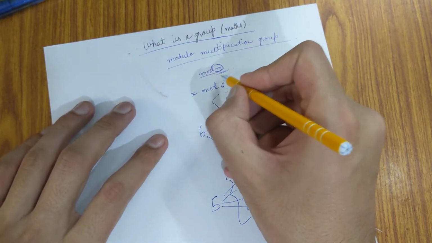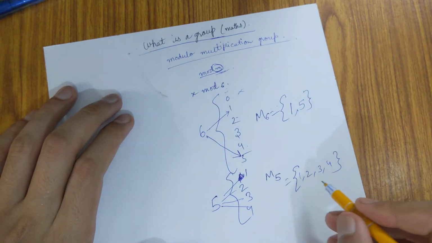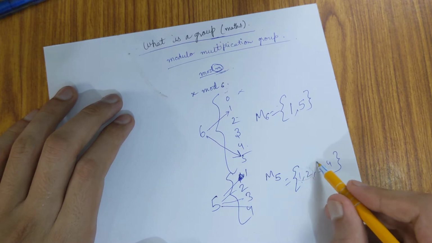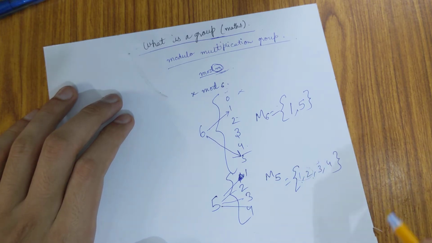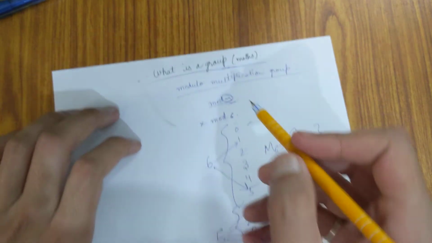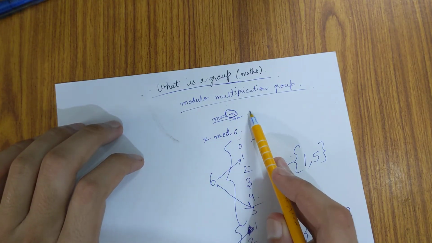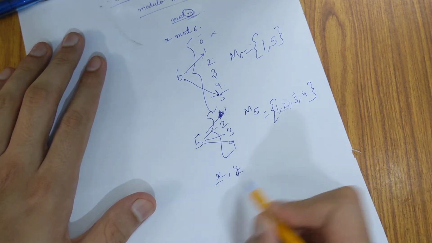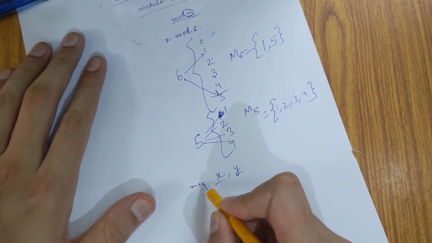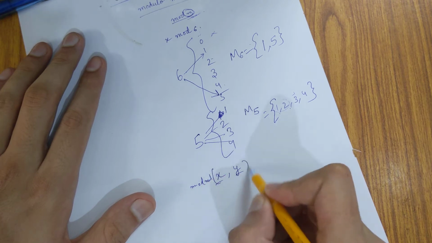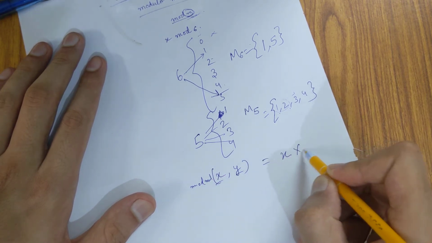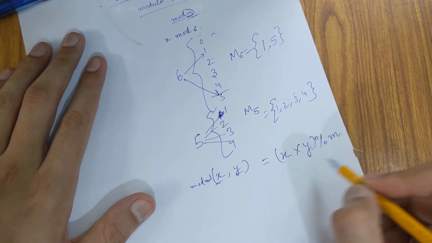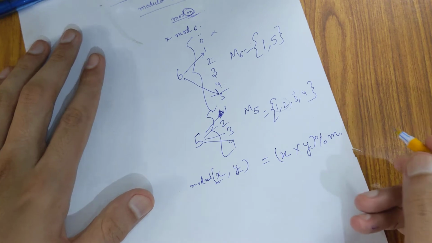For example, let's say we have M5, we have 1 and 2, we combine them with some operation and form a third element. That operation in a modulo multiplication group is the modulo multiplication operation, which for x and y is defined as mod mul of x comma y equal to x multiplied by y and then the remainder when divided by m, which is mod m.